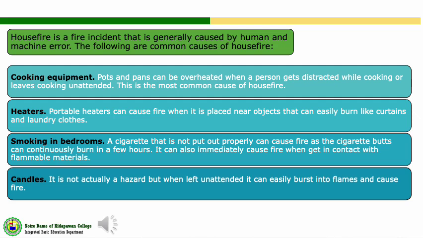One of the human-made causes of fire is the house fire, which is a fire incident that is generally caused by human and machine error. The following are the common causes of house fire. First, we have cooking equipment. Pots and pans can be overheated when a person gets distracted while cooking or leaves cooking unattended. This is the most common cause of house fire.